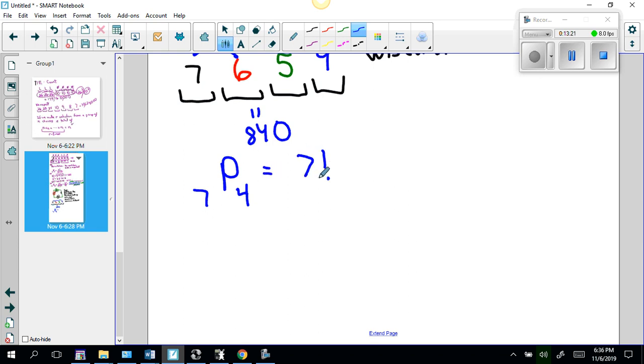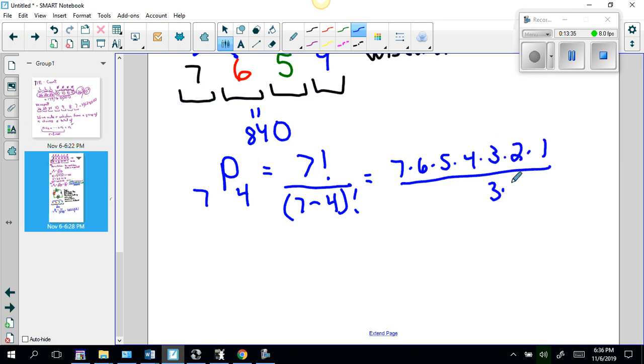I did 7 factorial over 7 minus 4 factorial, which is 7, 6, 5, 4, 3, 2, 1 over 3, 2, 1. Cancel, cancel, cancel, cancel, cancel, cancel. Oh, same thing. Here's the cool thing. I don't actually need the formula. I love the formula, but I don't need the formula. I just draw little boxes and say, well, I got 7 choices, 6 choices, 5 choices, 4 choices, boom. But bottom line, as soon as you see it descending by 1, chances are you're probably doing a permutation.